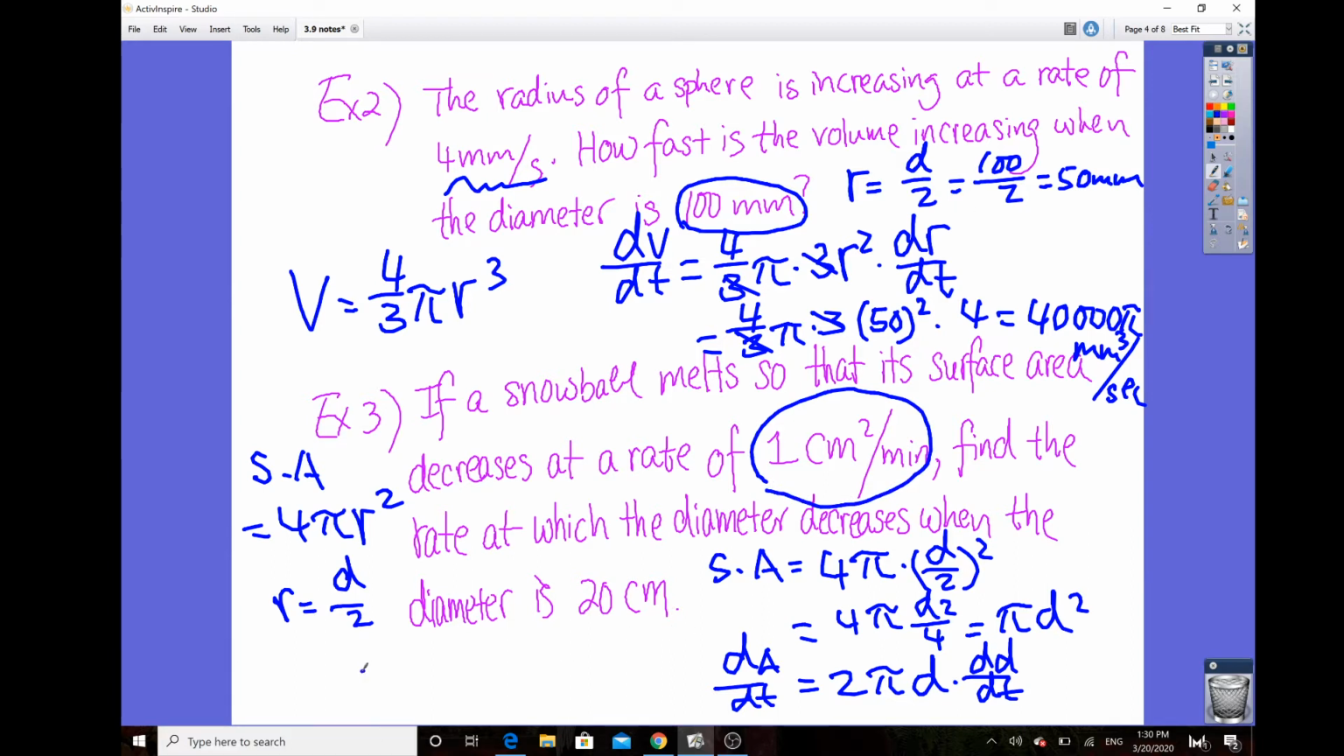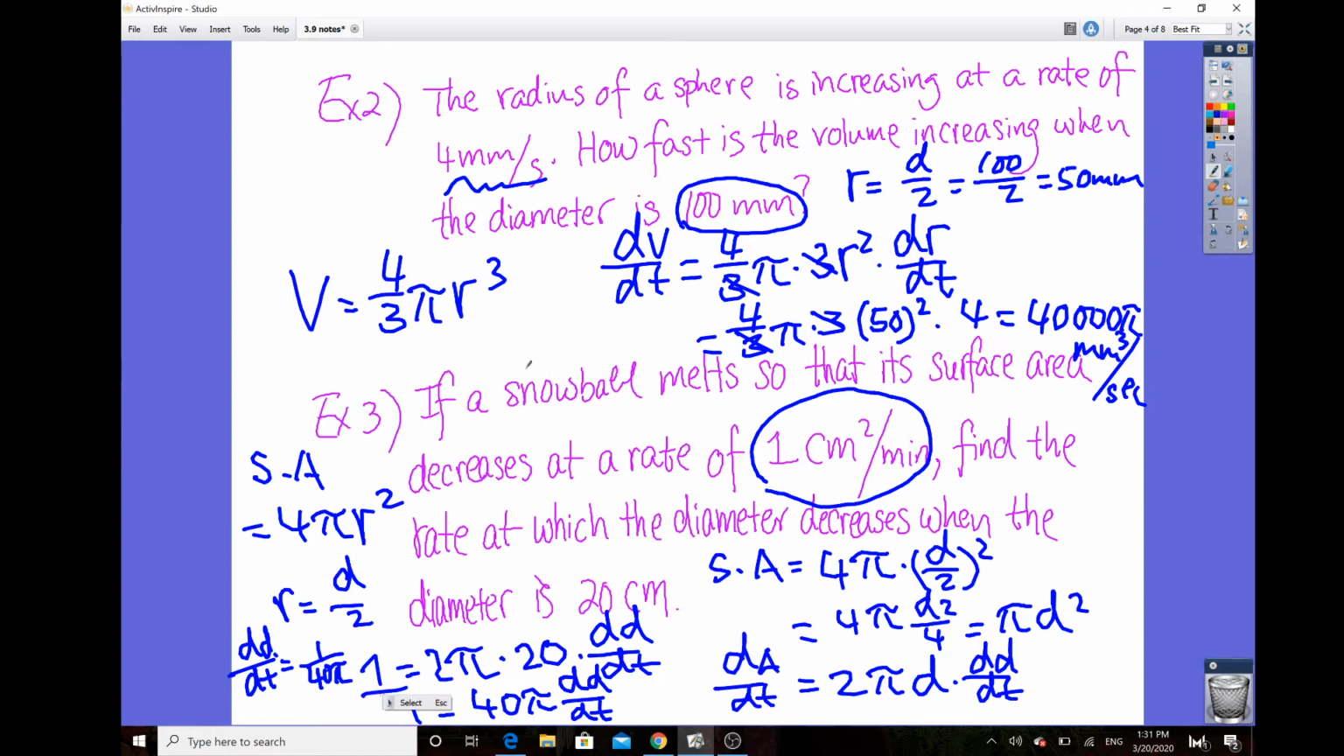So basically we just plug in the numbers. 1 equals 2 pi times the diameter, which is 20 centimeter, times dd over dt, the rate of change of the diameter that we want to find. So 2 pi times 20 gives you 40 pi. Now, solving for dd over dt, you divide by 40 pi on both sides. So dd over dt equals 1 over 40 pi.